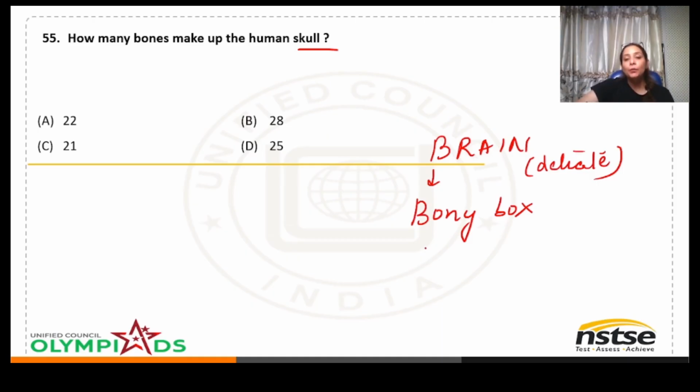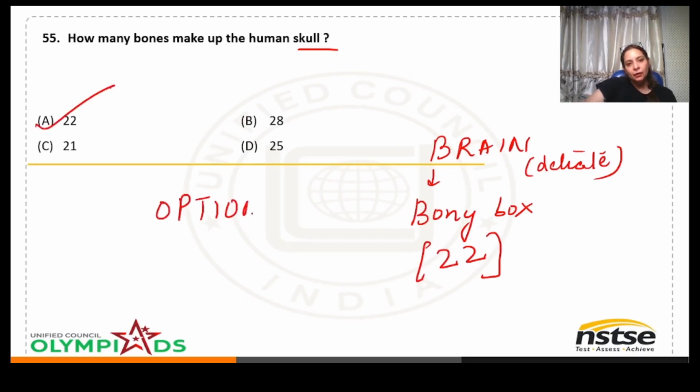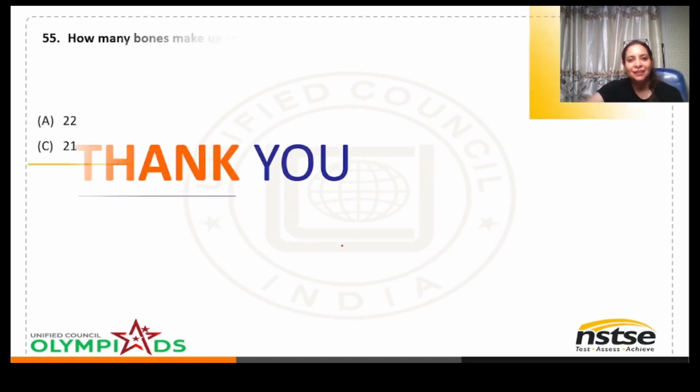And do you know how many bones make up this box? It is 22 bones. So the options say A 22, B 28, C 21, D 25. So which one is correct? Option A is correct. So how many bones make up the human skull? 22 bones. I hope you got it.